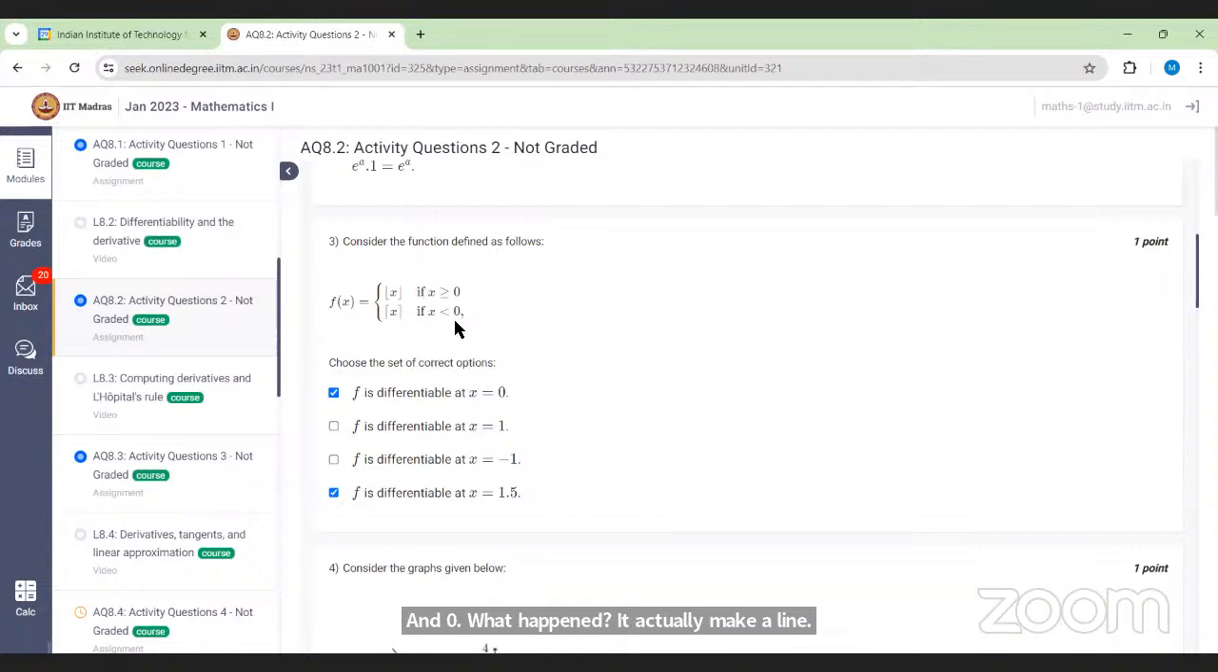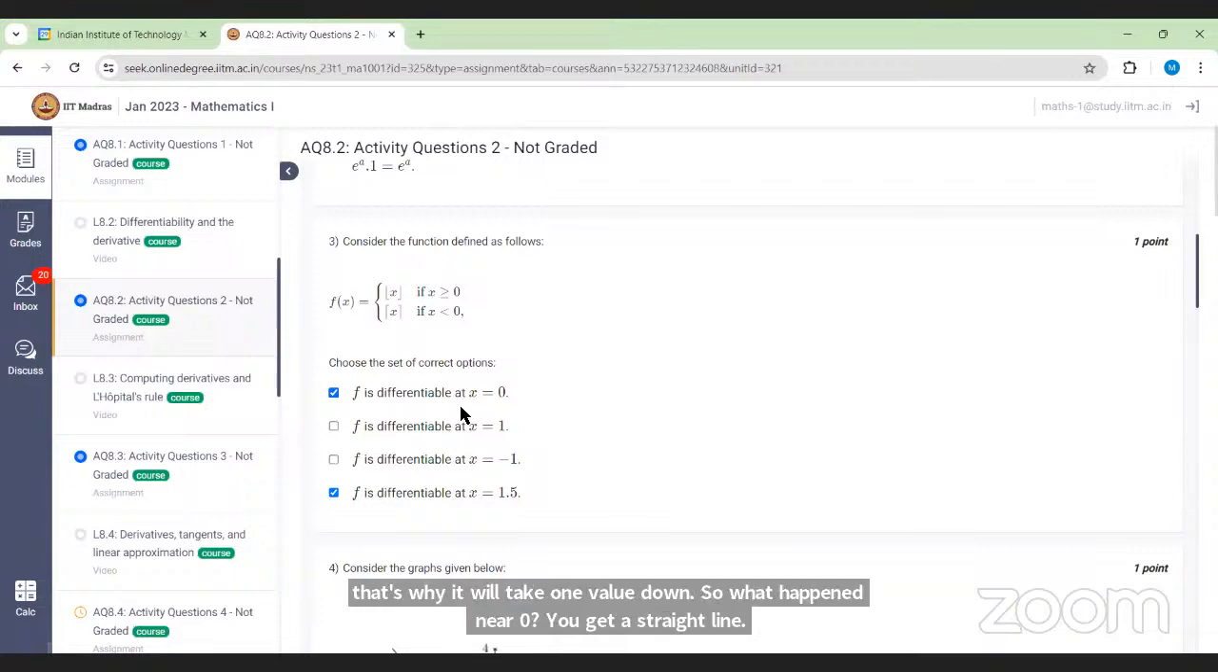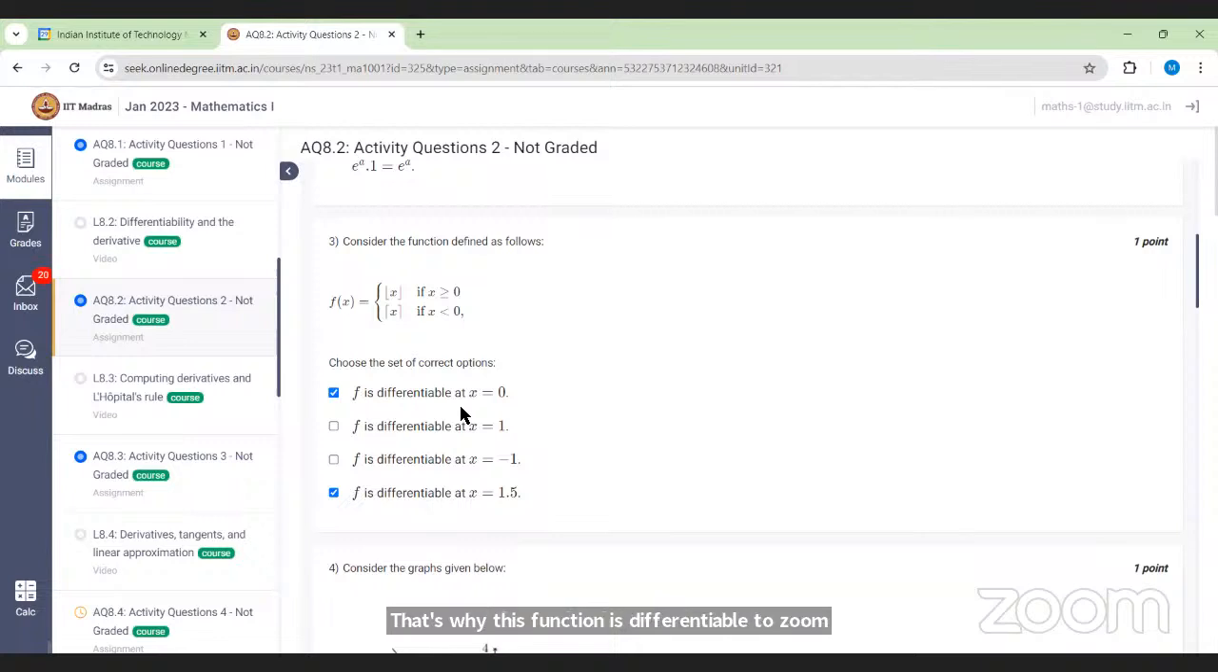Because left of 0 is a ceiling function. So the ceiling function will take one value upper, one value more than your value. So that's why it will become 0 there. And from the right hand side, it's a floor function, so it will take one value downward. So what happened? Near 0, you'll get a straight line. That's why this function is differentiable at x equals 0. When you work out the graph, that will be it.